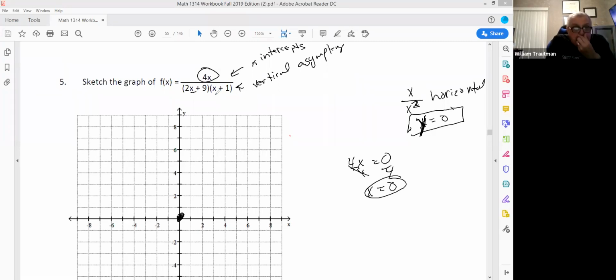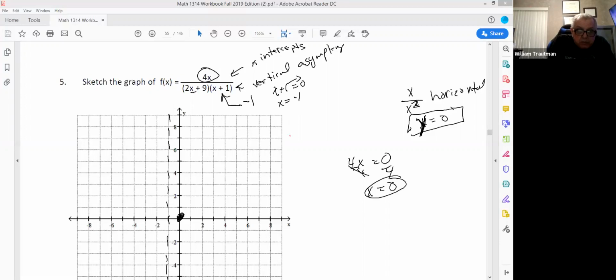The vertical asymptotes. One vertical asymptote is at -1. You see x plus 1 equals 0. Take the 1 to the other side. x equals -1. So at -1, there is a vertical asymptote, an invisible line your graph will not be able to cross.